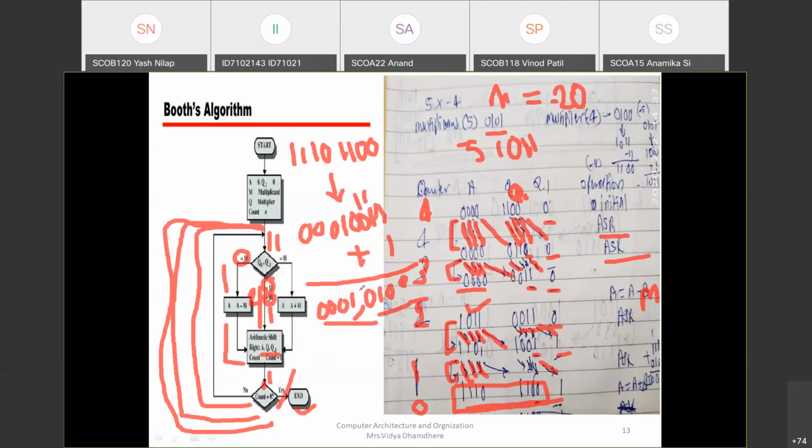For example, for this 1, we can find the value: 1 multiplied by 2 raised to how many digits? 1, 2, 3, 4. Then for this 1, 2 digits from there, so 1 multiplied by 2 raised to 2. 2 raised to 4 gives 16, and 2 raised to 2 gives 4. So the total answer is 20, and since one of the numbers is negative, we put the negative sign. Like this, we can verify the answer.